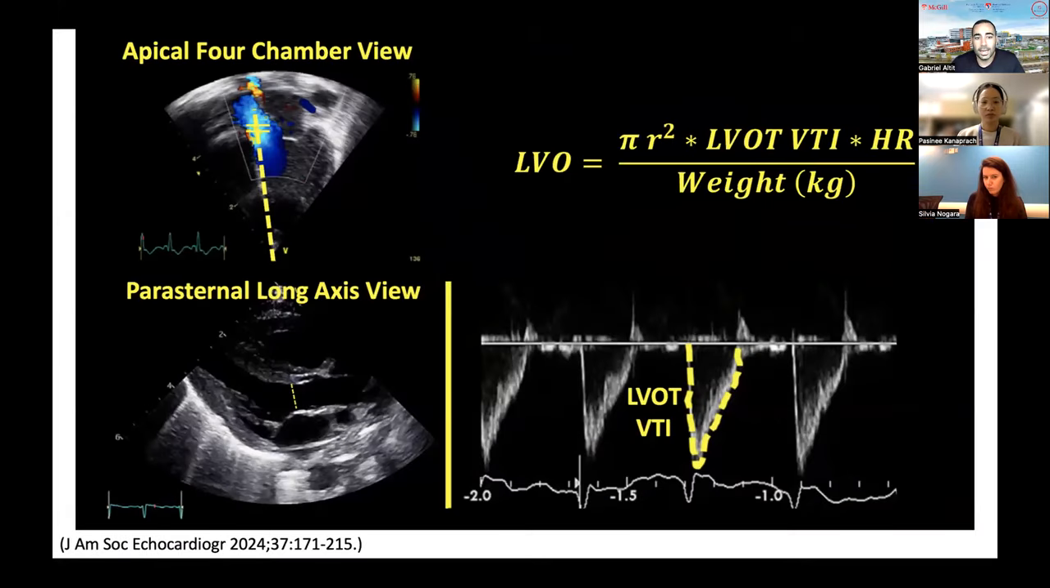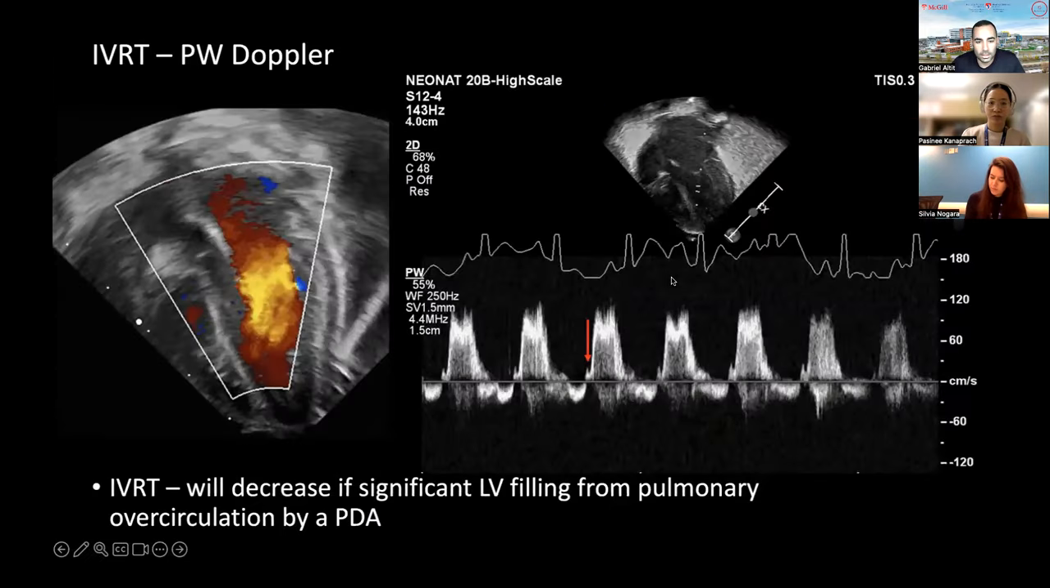So that's from the TNE guidelines, where they're showing you how to measure the LVOT diameter like we did. And here they're very well aligned with your outflow tract. So the outflow tract is going this way, and then the angle of inclination is going this way. So you're able to eventually estimate the surface area, so the radius squared.